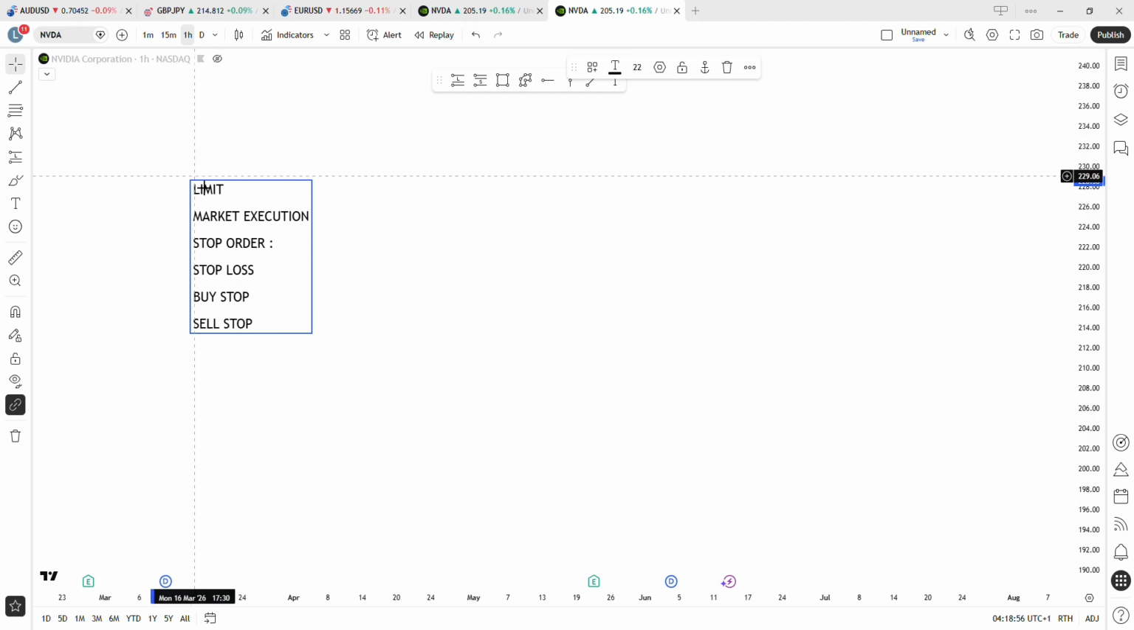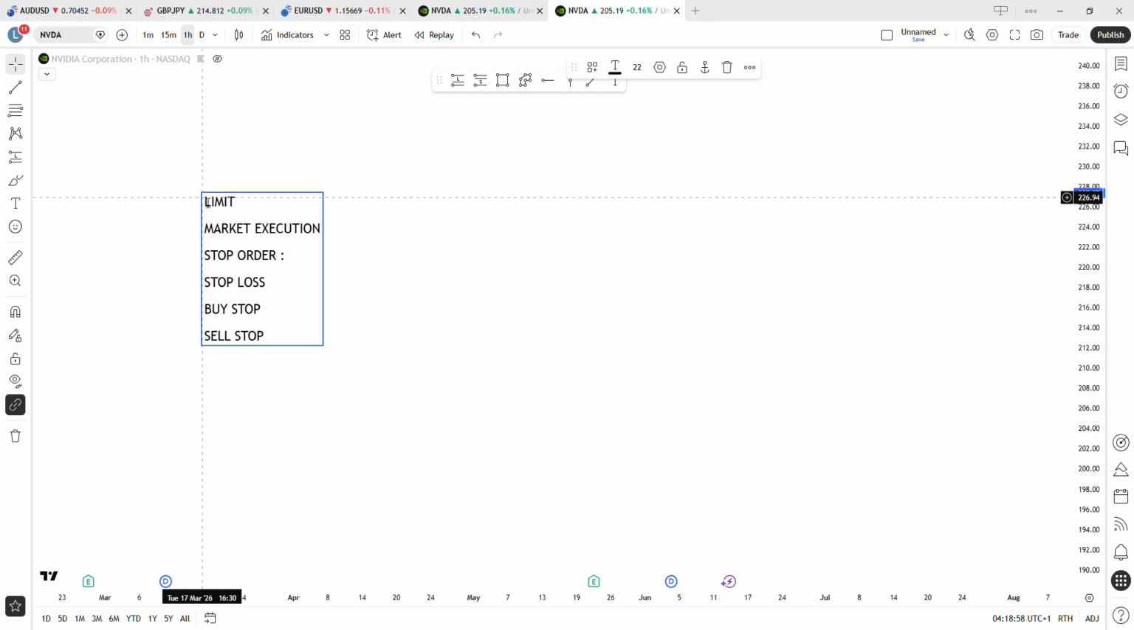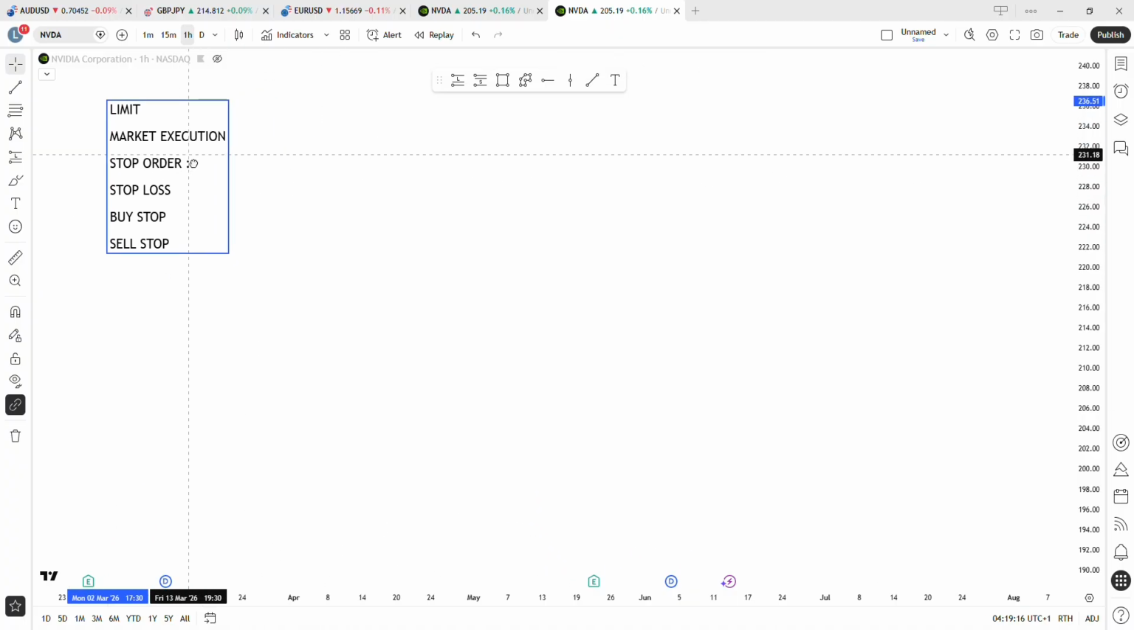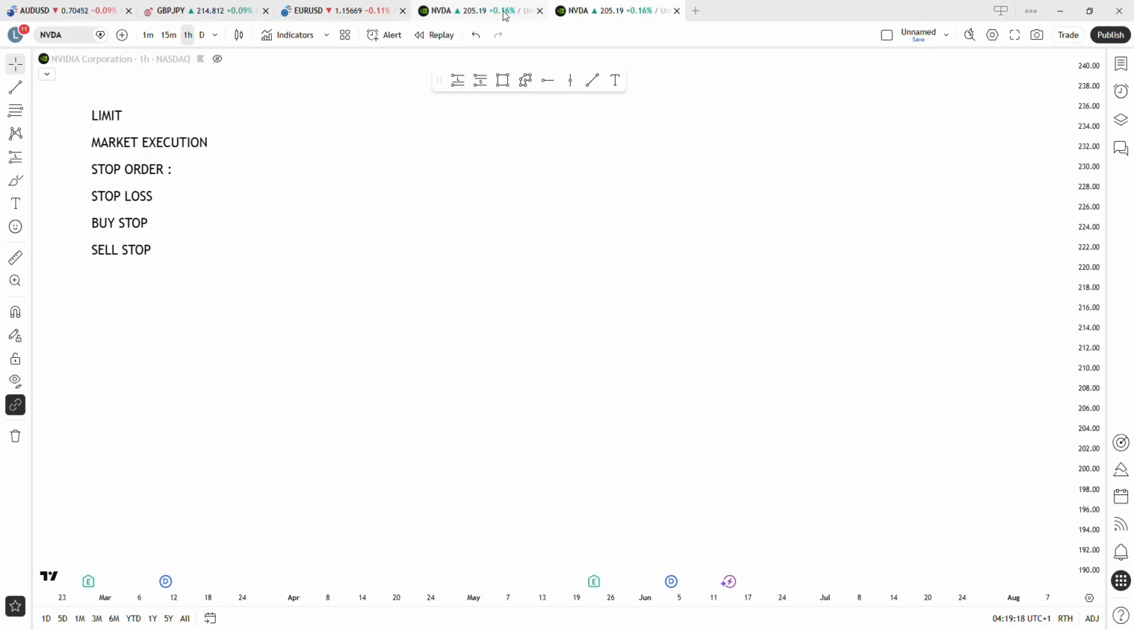Okay, now the thing is, most traders never understand past these three here: limit order, market execution, and then the stop loss. You see this buy stop and sell stop, they don't understand what it is. Some have never even used it, and today in this video you're going to understand what they are used for. So with a graphical illustration, let me explain.